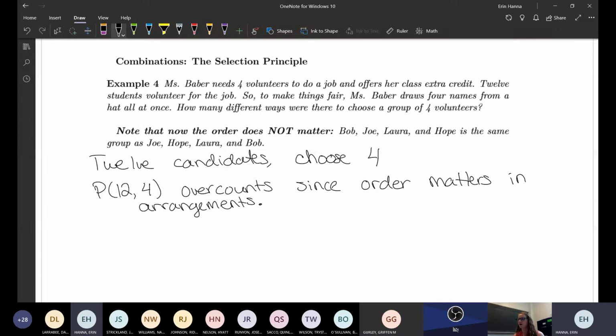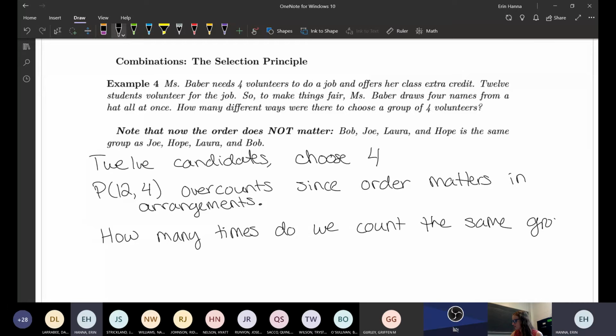But if we could figure out how much it overcounts, then we could just divide out by how many overcounted pieces there are. So essentially, how many times do we count the same group? Because if we have Bob, Joe, Laura, and Hope versus Joe, Hope, Laura, and Bob, those are going to be 2 completely different pieces in an arrangement. But here we want them to essentially be the same group, so we don't want to count that group twice.